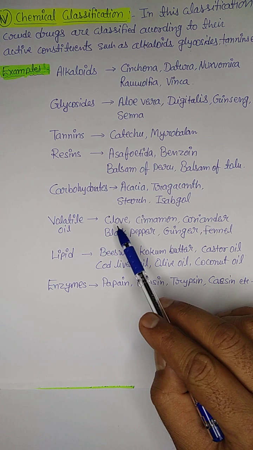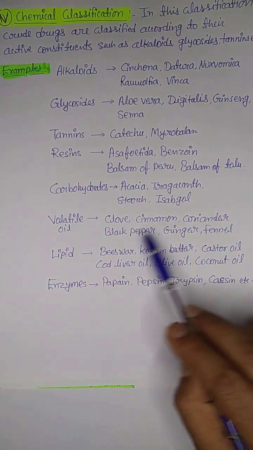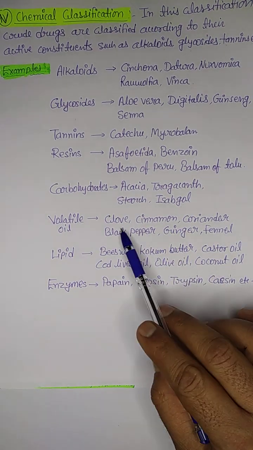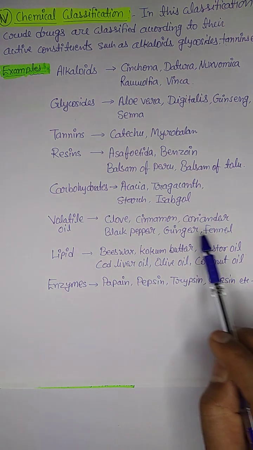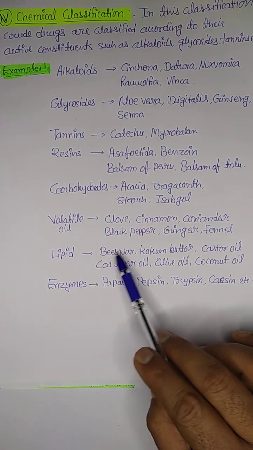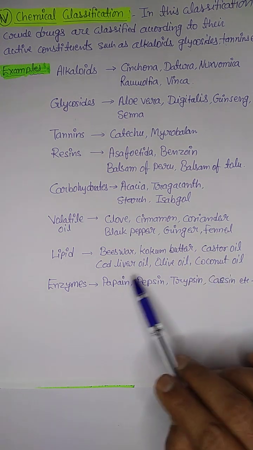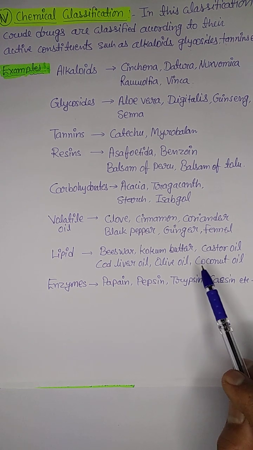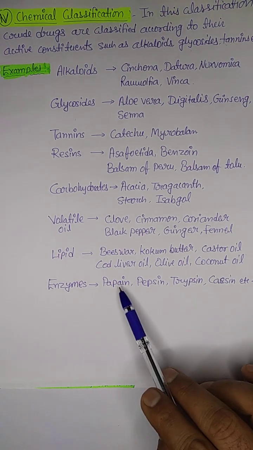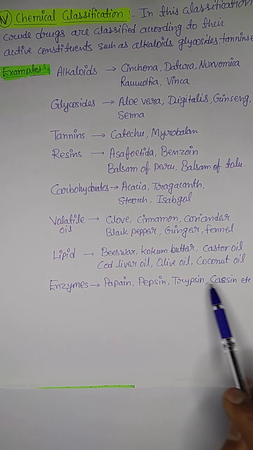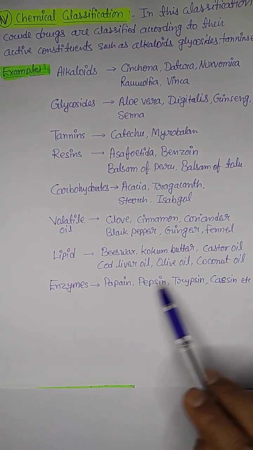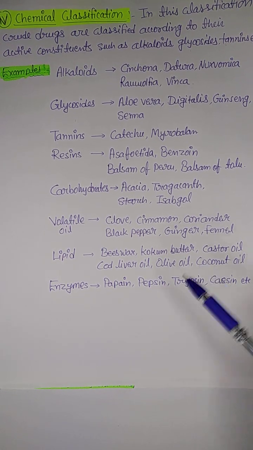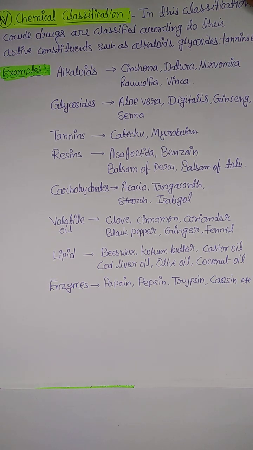Coming to the volatile oils, we have clove, cinnamon, coriander. So triple C BGF, like that you can make the formula: clove, cinnamon, coriander, black pepper, ginger, fennel. In lipids, we have beeswax, cocoa butter, castor oil, cod liver oil, olive oil, coconut oil, sunflower oil, chaulmoogra oil. All those oils you can write down in this section. Enzymes, we have papain, pepsin, trypsin, casein. These are the things we have seen in the unorganized crude drugs also. So once you start learning these chemical constituents by heart, it will be easy for you to remember.